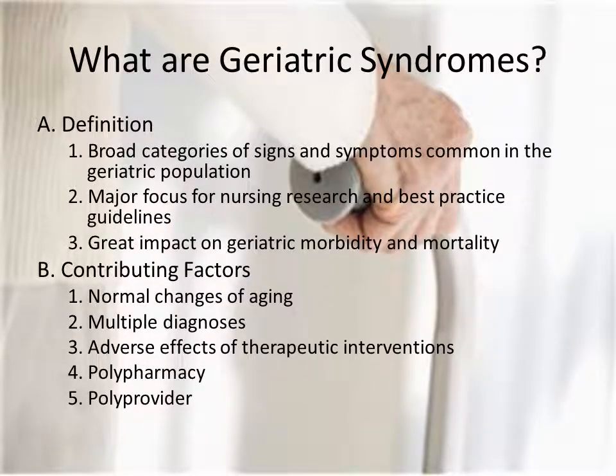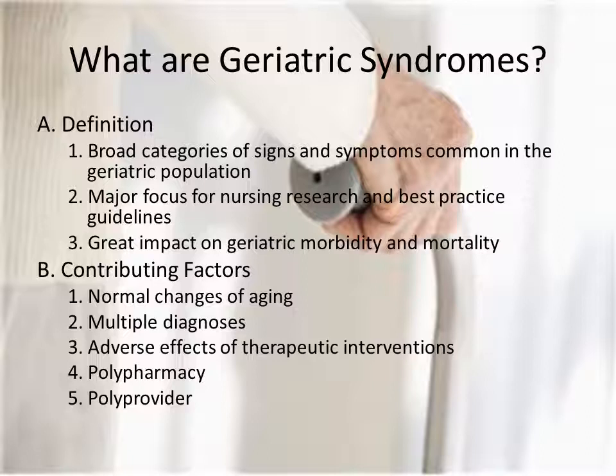So what is the definition that we're going to use for geriatric syndrome? It's a broad category of signs and symptoms common in the geriatric population. That's just what it is. It's a major focus for nursing research now and for guiding our best practices. And if we pay attention to geriatric syndromes and what we're seeing, we're going to have a bigger impact on the morbidity and mortality of our geriatric population.